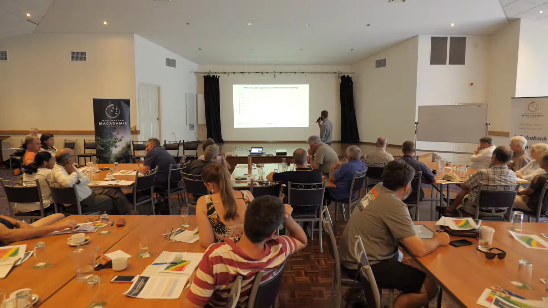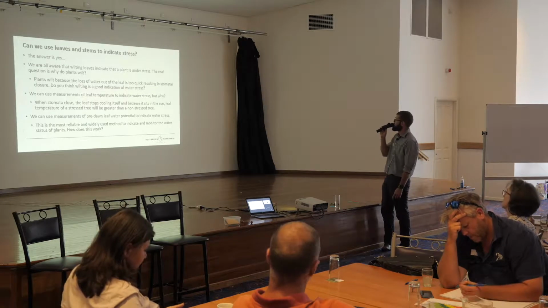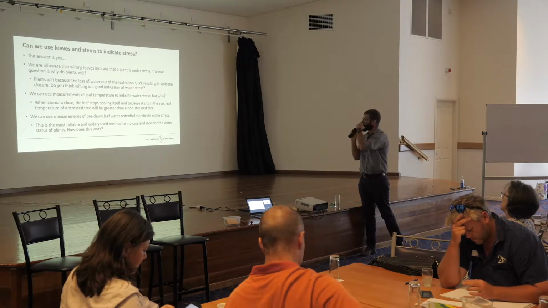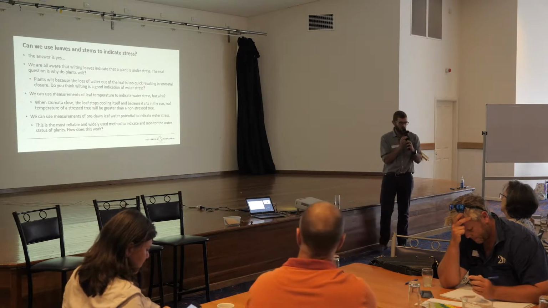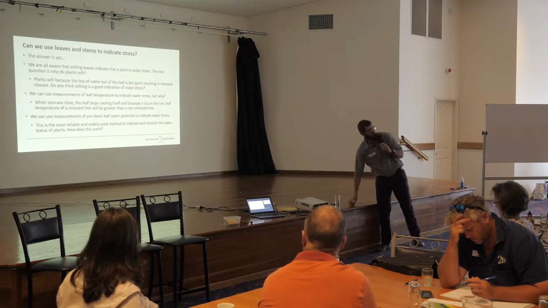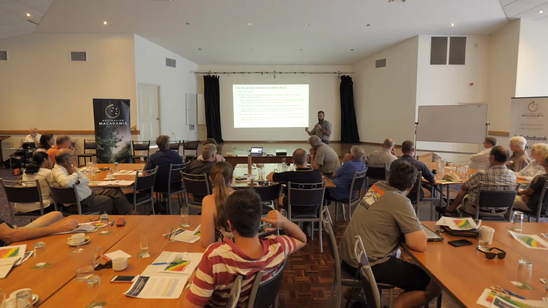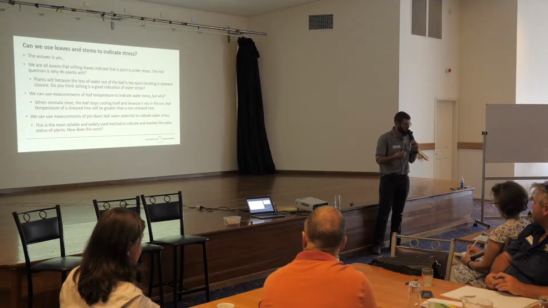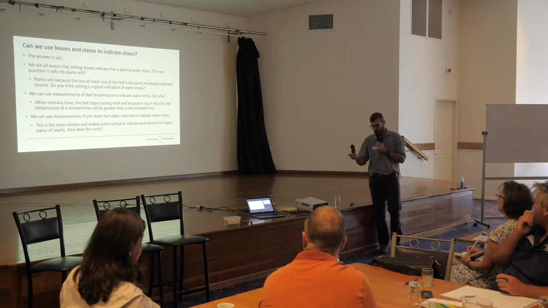All right, let's go through those ones. So the question is, can we use stems and leaves to indicate water stress? And we definitely can. One of the key things, that was one of the monitoring tools somebody was asking about. We'll address some of these questions as we go, but can you use a leaf?